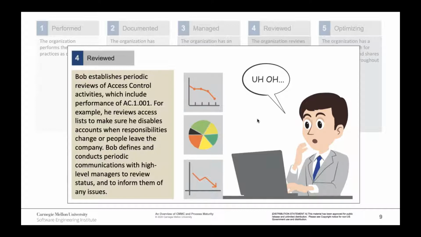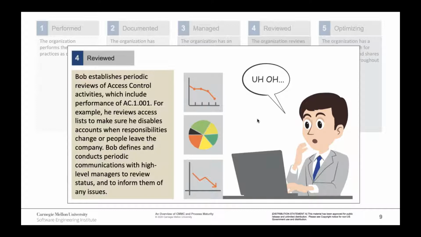So at level 4, an organization is expected to be reviewed. The requirements at level 4 include the establishment of metrics to measure the performance of its access control activities. So Bob just wants to ensure that his access control activities are producing the expected results. So what does Bob do? He sets up periodic reviews of his access control activities, and this includes AC 1.001, and he defines a set of metrics to collect. For example, Bob may decide he wants to measure the percentage of access requests that are denied. That's important to him.